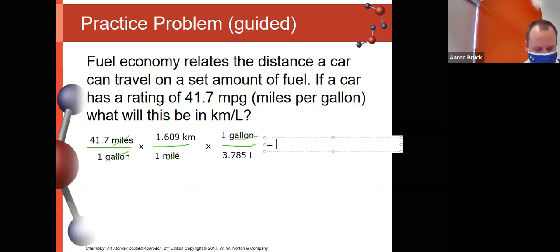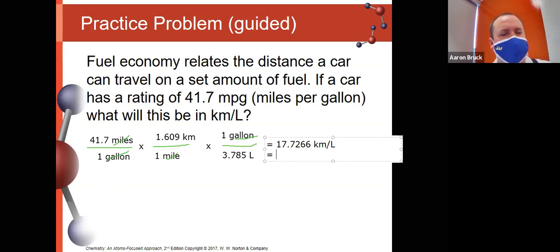41.7 multiplied by 1.609 divided by 3.785. Calculator spits out 17.7266 kilometers per liter.